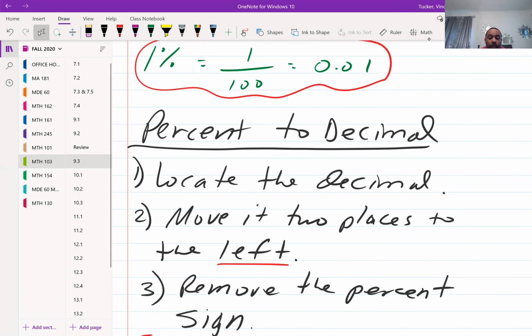All right, so the first conversion that we're looking at is percent to decimal. Locate the decimal, move the decimal 2 places to the left, and then remove the percent sign.